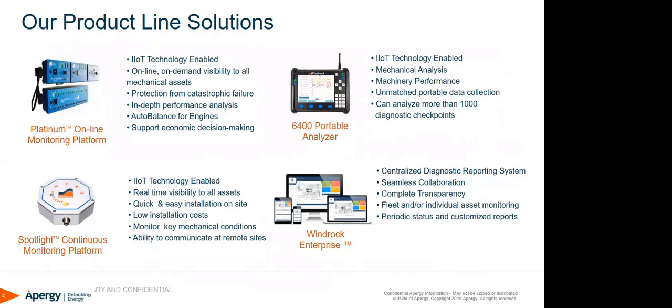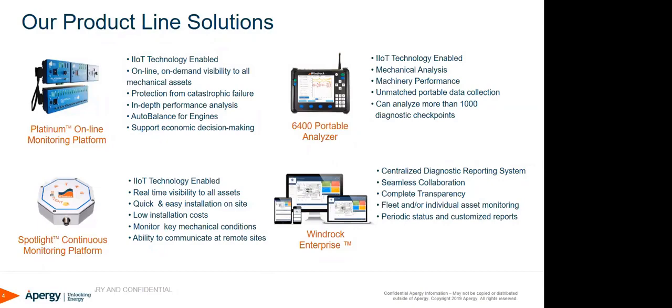Below that is the newest product, which is Spotlight. It's an IoT technology enabled product. Data is digitized and sent and stored in the cloud. It has real-time visibility to all assets. So with Platinum, you can see that one machine that it's installed on. With Spotlight, now that all the data is stored in the cloud, you can see, say, 100 machines at once. So you can compare and contrast those machines against one another for benchmarking.